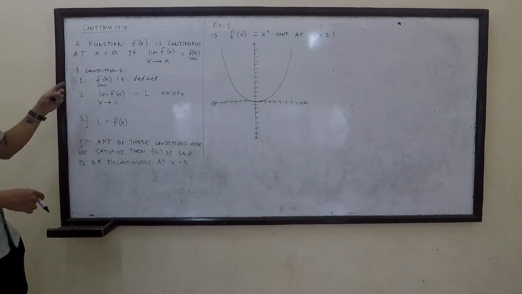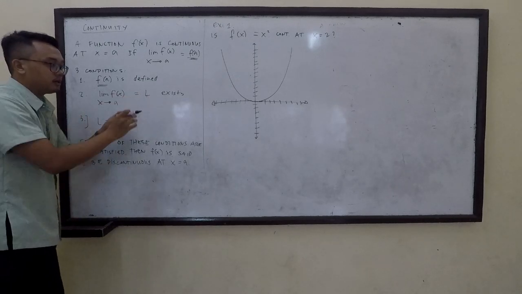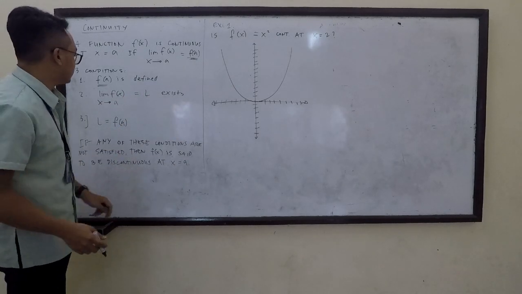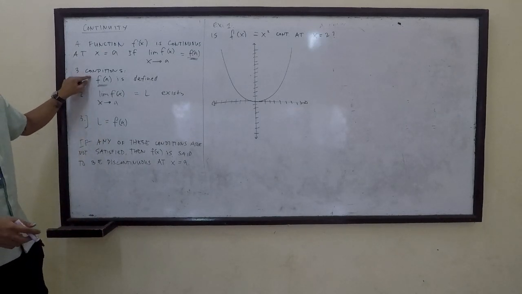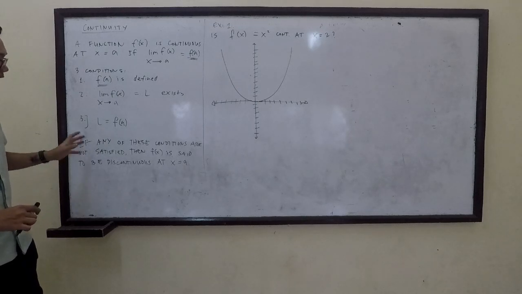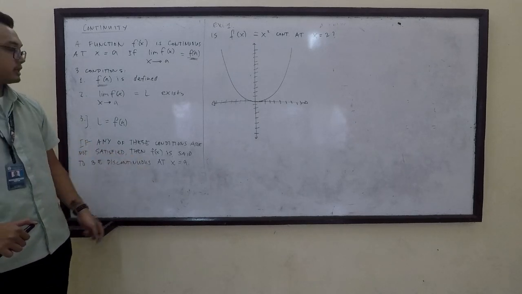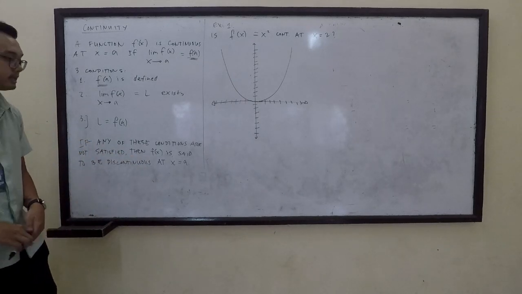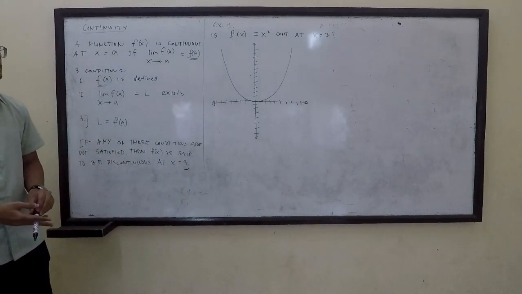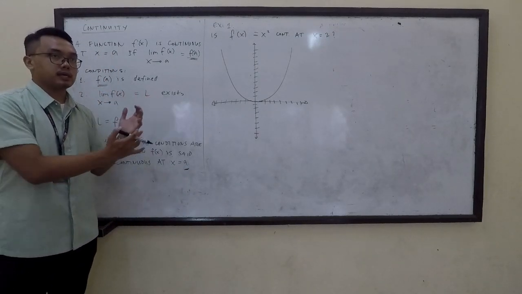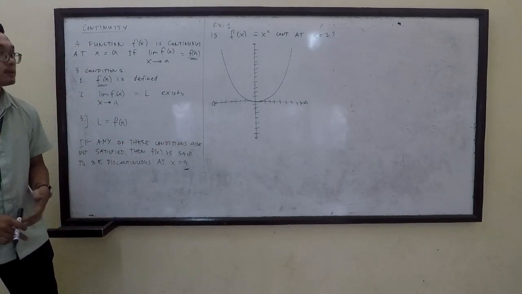Then number 2, the limit of f of x as x approaches a is equal to L should exist. So the limit should exist. Then number 3, the limit should be f of a, or this one. So if any of these conditions are not satisfied, then f of x is said to be discontinuous at this value. There are also cases like that.